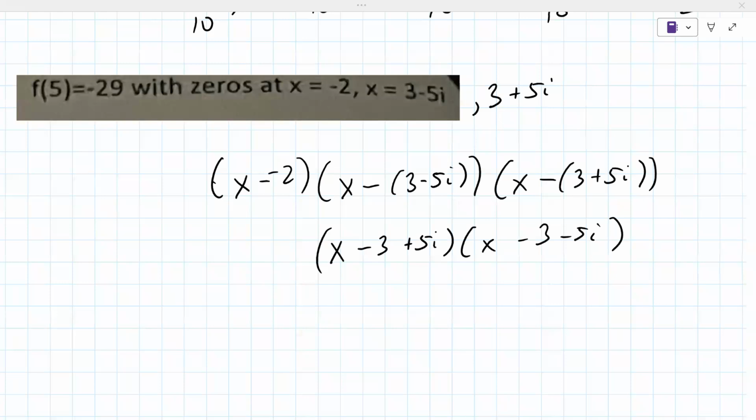I got x squared minus 6x plus 9 plus 25. That is correct. So it becomes x squared minus 6x plus 34 when you're all done. Really good. Any questions on that?